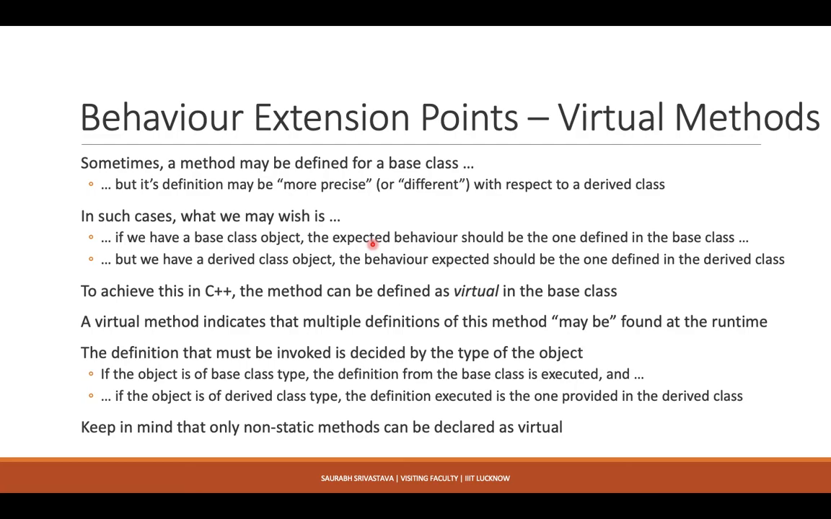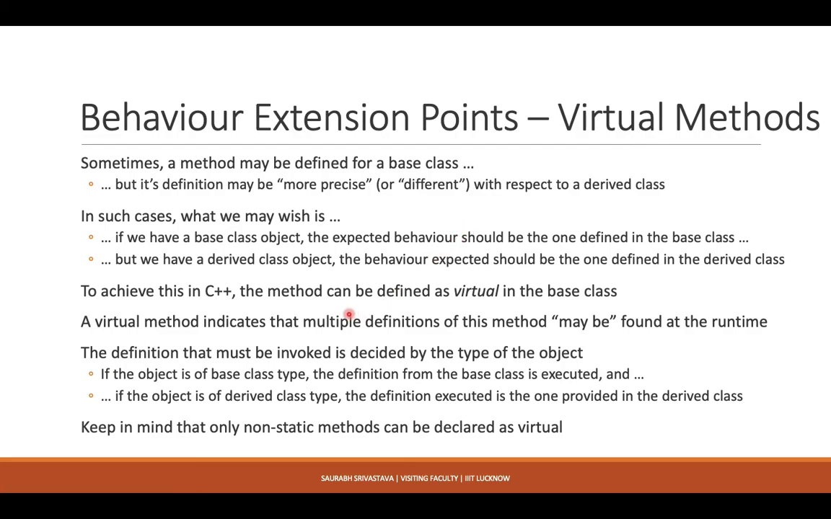So in some cases, we did talk about what is overriding, right? In overriding, we basically extend the behavior of the base class within the derived class. So the idea is that, let us say there is some method which is defined in the base class. You may want to have a more precise or slightly different definition for this function. This is what we talked about in the previous lectures.